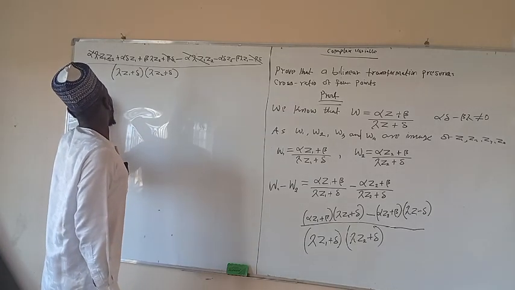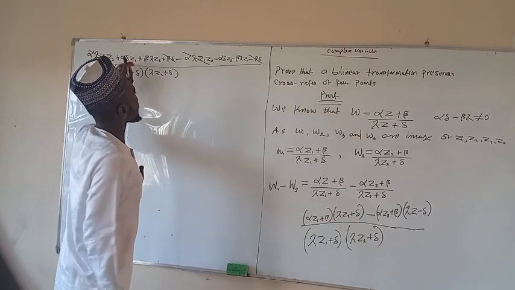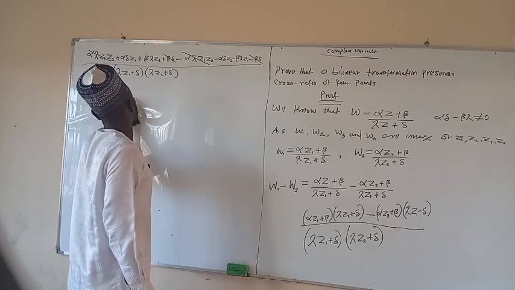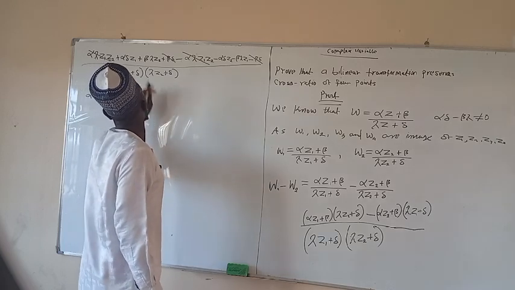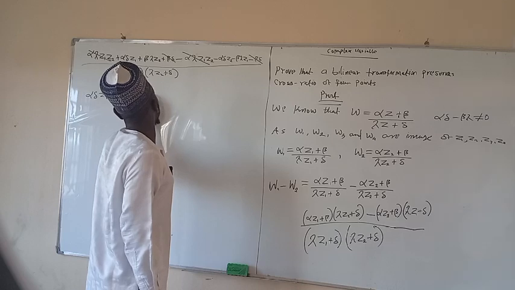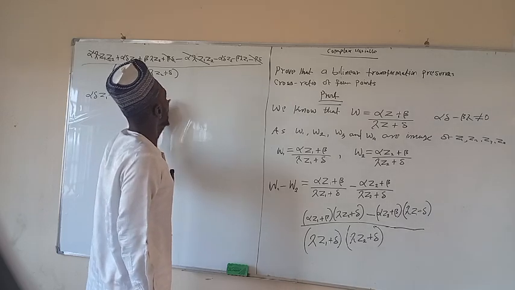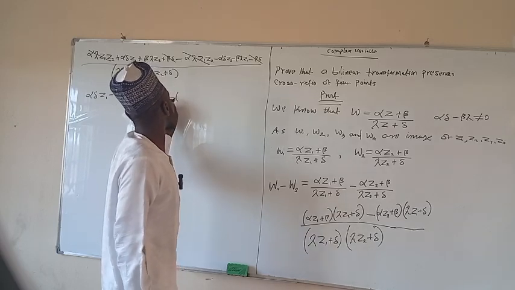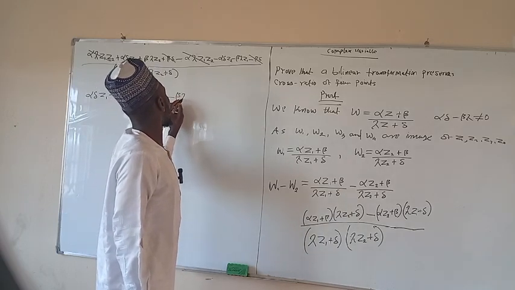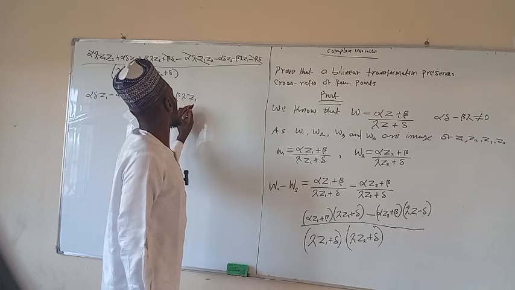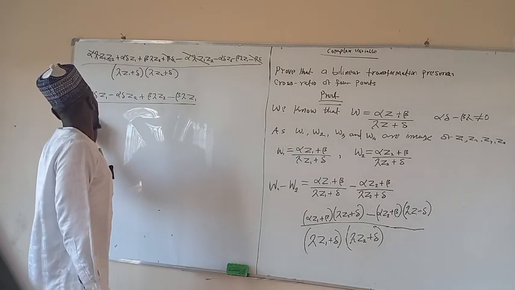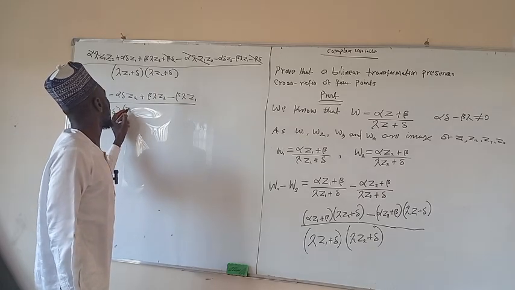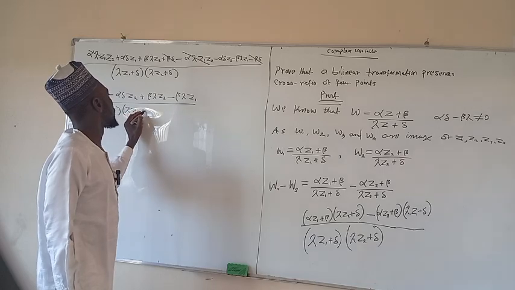delta lambda z1 minus alpha lambda z2 plus beta lambda z2 minus beta lambda z1, all over lambda z1 plus delta open bracket lambda z2 plus delta.